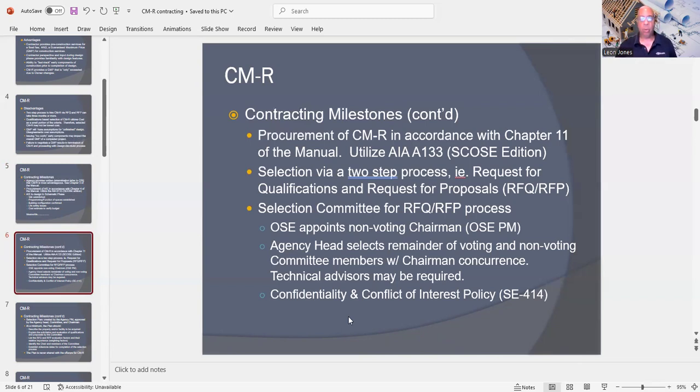So basically the OSC, and it could be the Office of Engineering, and they're going to appoint a non-voting chairman. That's the OSC PM. Now, what is a PM? The project manager. Now, the agency head then selects the remainder of voting and non-voting committee members with committee concurrence. Technical advisors may be required. So under this, you're going to have a confidentiality and a conflict of interest policy.